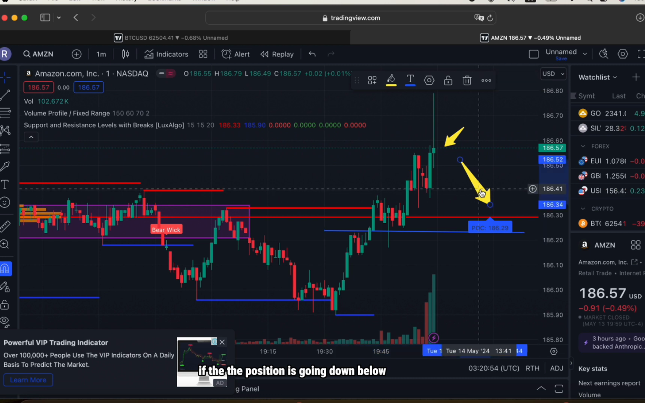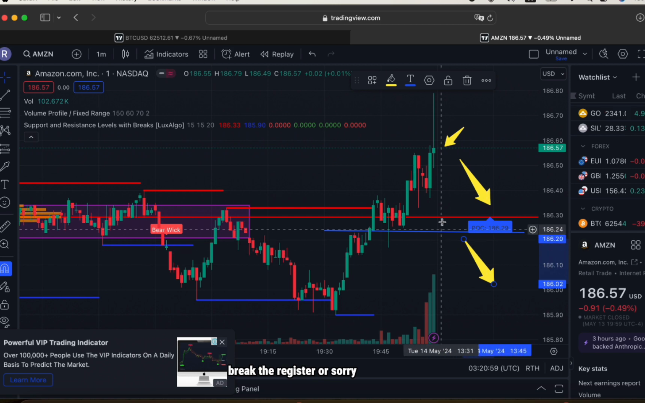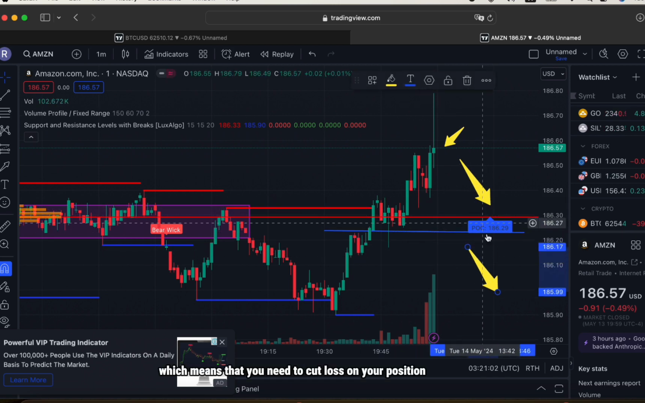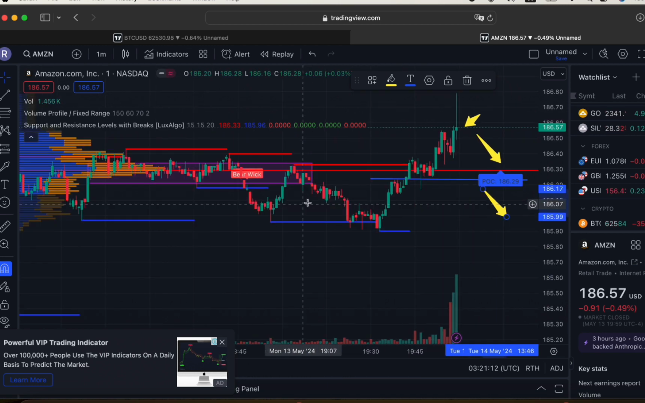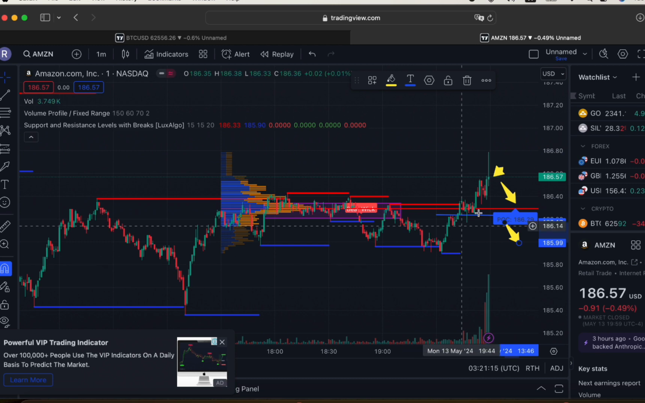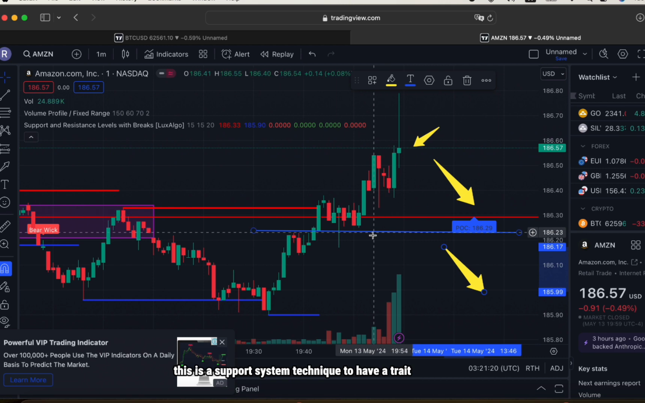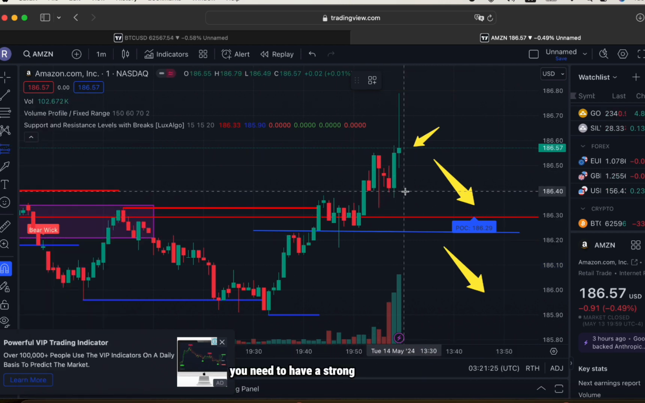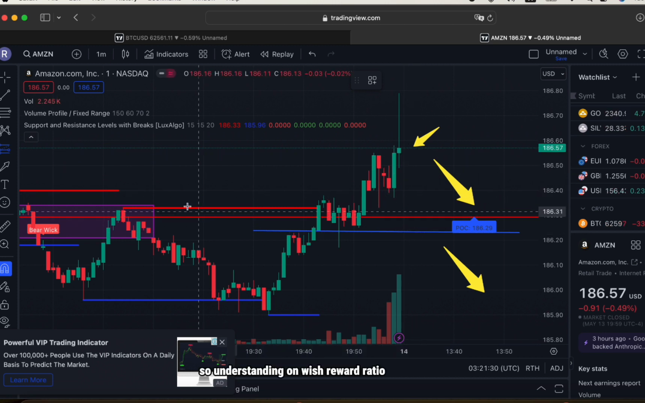If the position goes down below, breaks the resistance, breaks the support, it means that you need to cut loss on your position, as it will go downwards until it reaches the next support area or the next resistance area. So this is a support resistance technique for your trade. And do remember, as mentioned, you need to have a strong understanding of risk reward ratio.